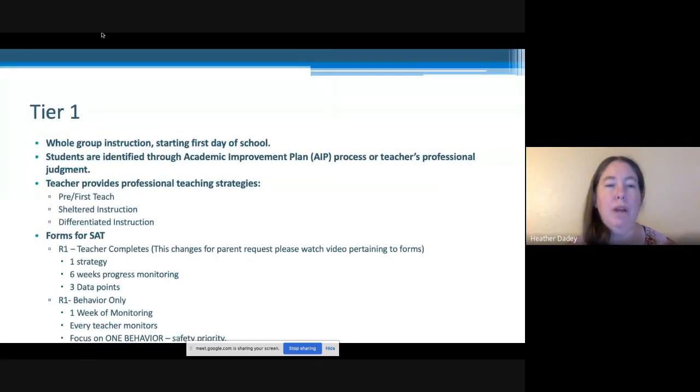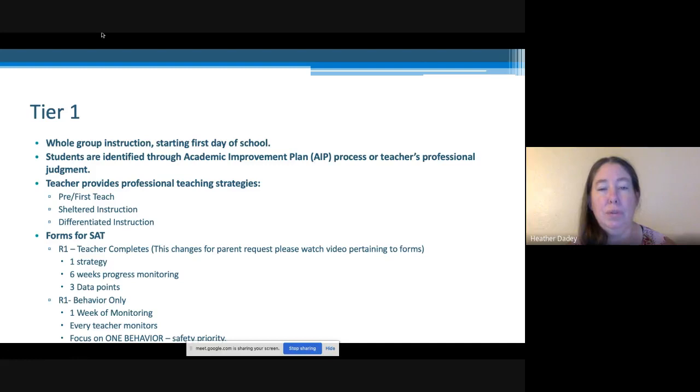So what is Tier 1? Tier 1 is whole group instruction starting the very first day of school. Students are identified through the AIP process, which is the Academic Improvement Plan process. Usually at the end of September, OAR puts out a report that shows the students suspected of needing AIP. That should go through your admin, and then be funneled through your PLCs, department chairs, gold teams, grade level teams, whoever is going to look at that report. Remember, Tier 1 is not SAT.